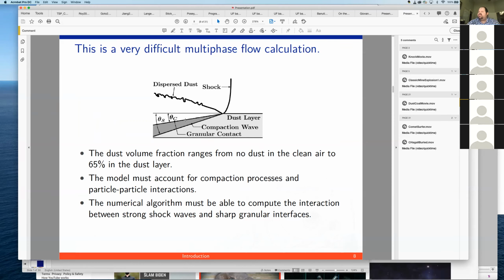And also you have this shock wave that'll be sliding over a layer of dust. And so the model has to account for compaction processes that basically impulsively increase the volume fraction of the particles, like I showed in the movie last time. And also in terms of the numerical algorithm, these are challenging computations because you have an interface between air here and a very dense granular layer here, and a strong shock wave basically sliding over that layer of dust. And so that's very challenging from a computational standpoint.